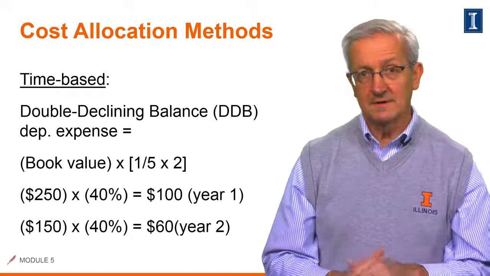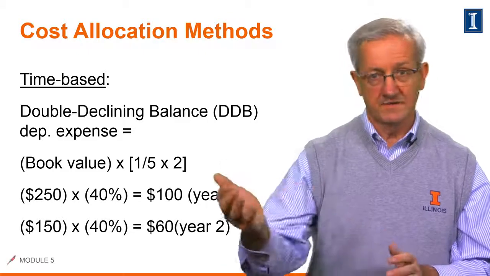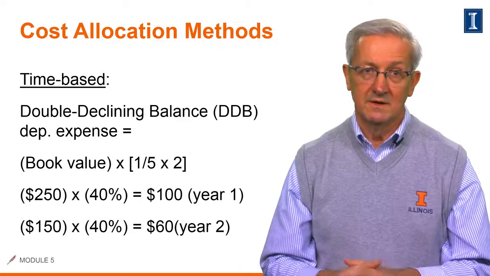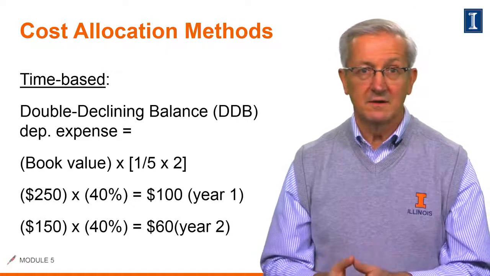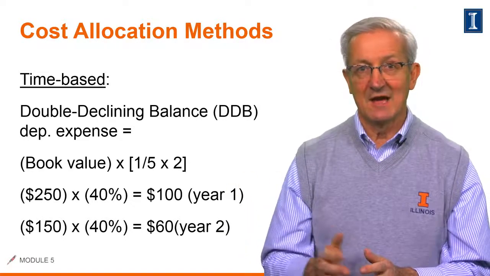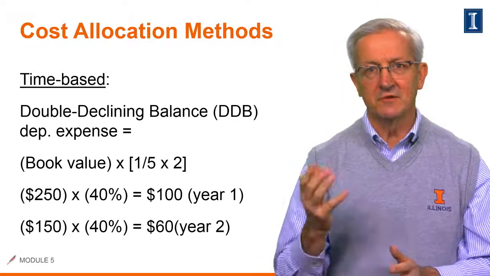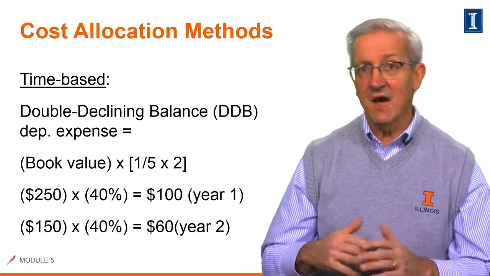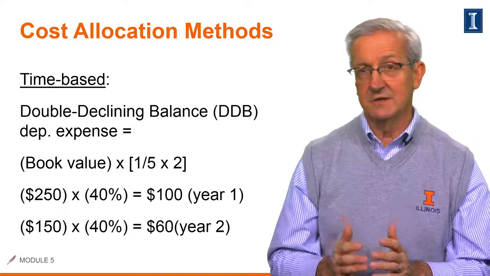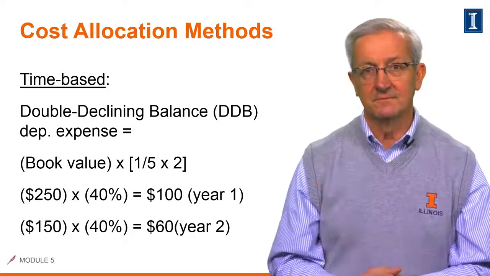In year 2, I take the $250,000 of cost, minus the $100,000 I had in year 1, gets me to a base of $150,000, times that same 40%, I now push out $60,000 of expense in year 2, much higher expense. As you can see, this accelerated method of DDB pushes out the highest expense of all in the early years, even more than our sum of the years digits.